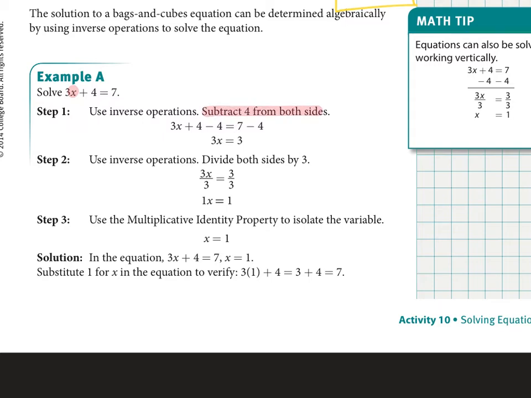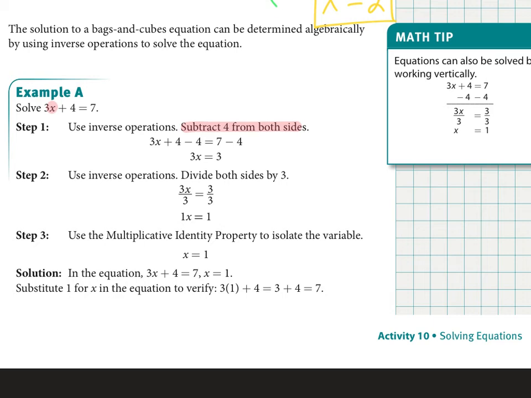Personally, I tend to write my equations more like the math tip over here shows, where we do them vertically. If this was your original problem, we could subtract 4 from both sides. What that does for us is get rid of this plus 4 that's sitting there. Once we subtract 4 from both sides, we would have 3x equals 3.